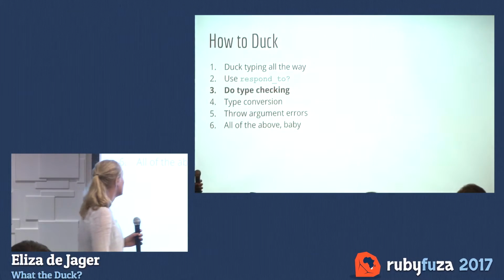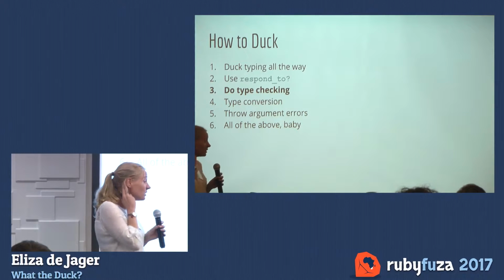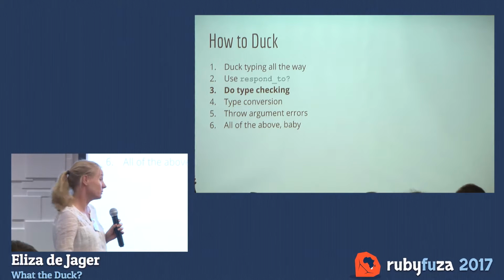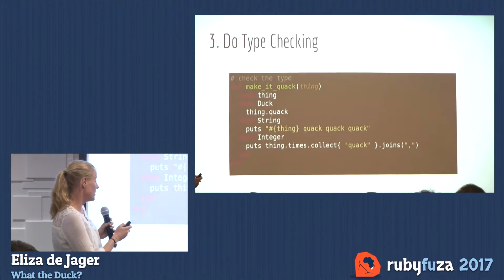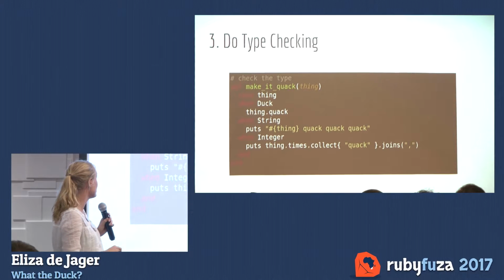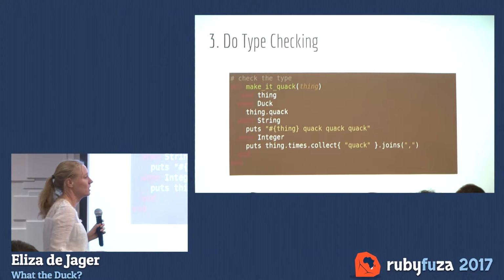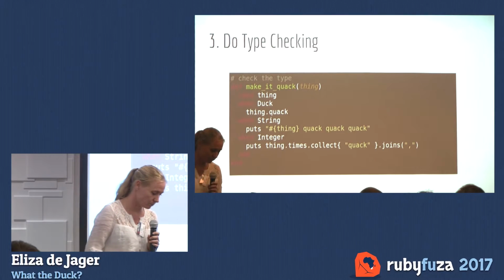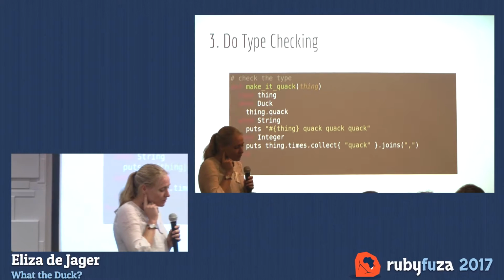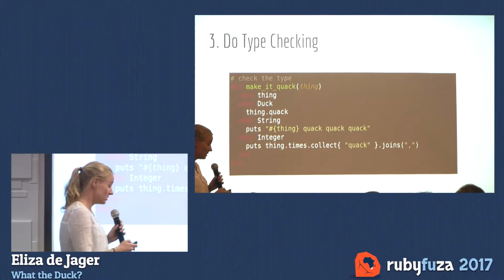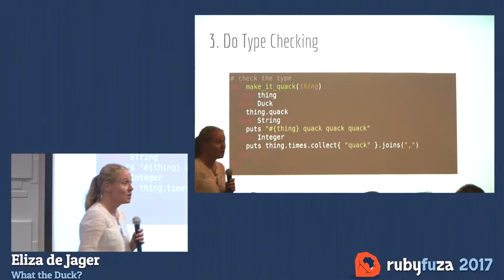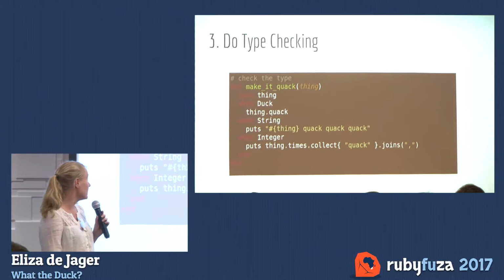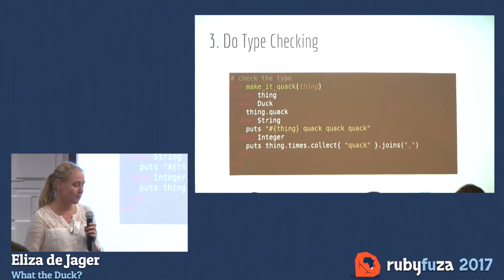Okay, so another thing we can do to try and avoid type errors is to actually do some type checking of our own. So here we have a make_it_quack method, where we pass something in, and we check, is it a duck? If it's a duck, we do something. If it's a string, we do something else, etc. Now, I tend to kind of cringe a little bit when I see this in Ruby, because it doesn't feel very Ruby-ish at all to do type checking. But I've seen this a couple of times, and I've actually resorted to using it myself. So if this is what works in the context, then that's fine.